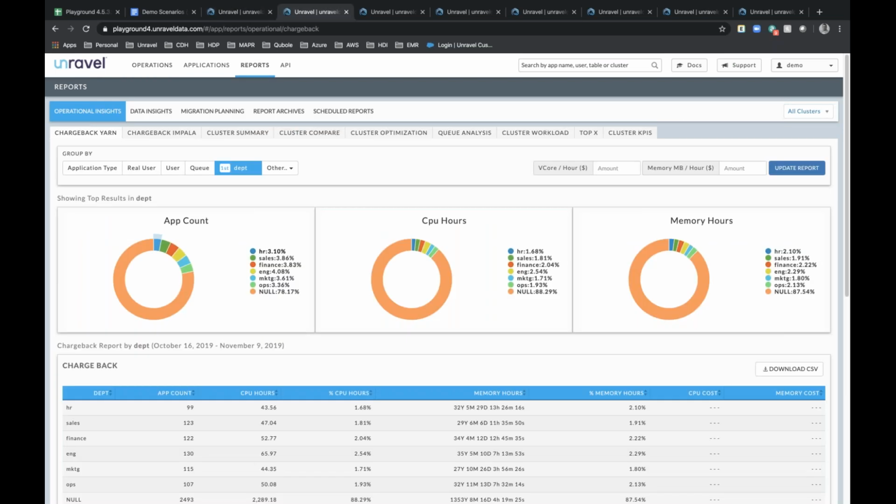We also have chargeback capabilities, which allow us to understand, for a given EMR cluster or group of clusters, which department, which user, which application is using the most CPU or memory. Now, that in itself is pretty powerful, especially if you have transient clusters that only run for a day or two, and we keep this history over time.